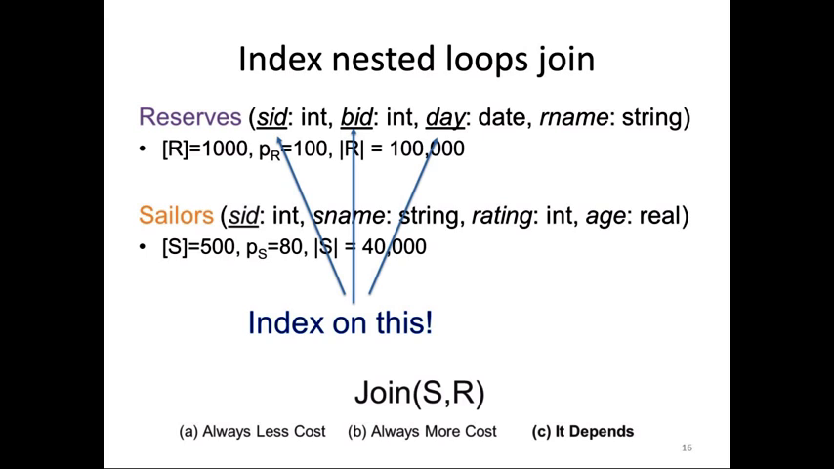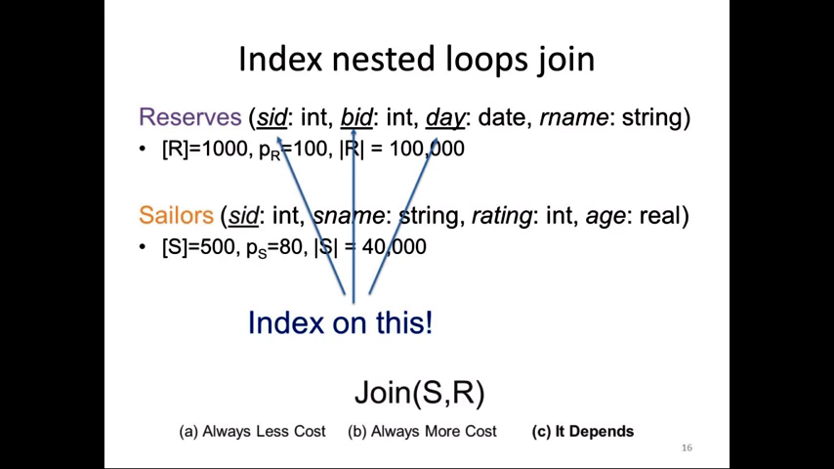that will be the cost: 500, the size of sailors, plus the number of sailors times 5, because once again the search cost is 4 plus 1. While what we had before, using the index on sailors, amounts to this 1,000 pages in reserves plus the number of reservations, reserves, times 5. Because once again, we have the search cost of 4 plus 1. We get just one matching tuple, one matching sailor. And so we see that the numbers are different.